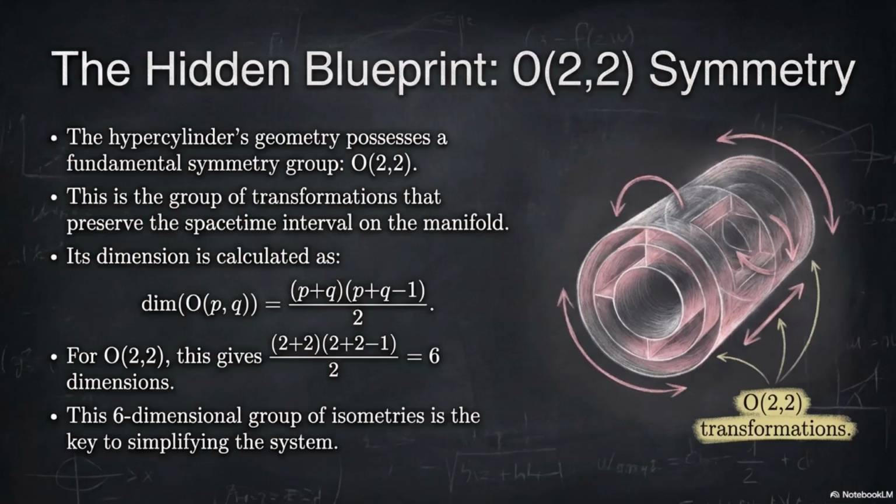Okay, so let's just quickly do the dimension math here. For a group O(p,q), the dimension is what? (p+q)(p+q-1)/2. That's the one. So for O(2,2), you plug in the numbers and you get 6, a 6-dimensional group of isometries. 6 dimensions. That's a lot of symmetry. That's the key, right? It tells us the problem has a huge amount of redundancy we can, well, exploit.